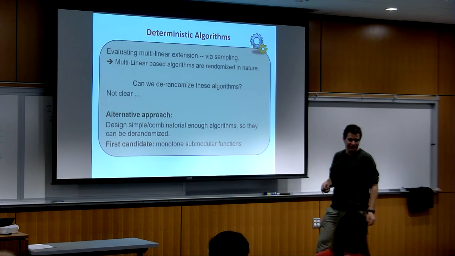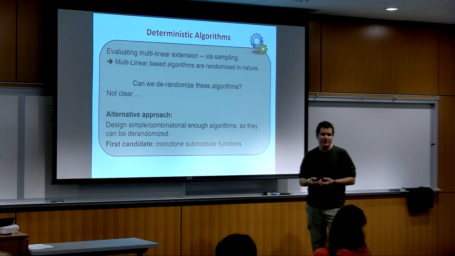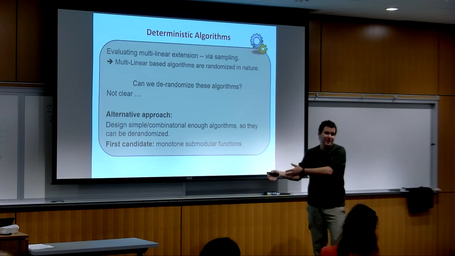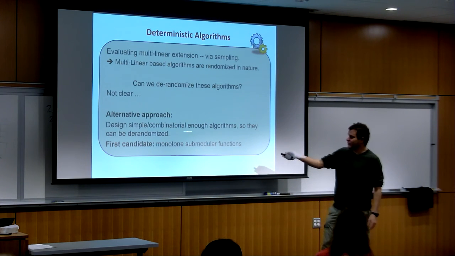So what do you mean? Previously you were talking about algorithms, and now you're talking about submodular functions as candidates? No, I'm saying just the first candidate to check if a deterministic algorithm hurts you, or if you can de-randomize, is where you really understand good randomized algorithms. And this is the case of monotone submodular.